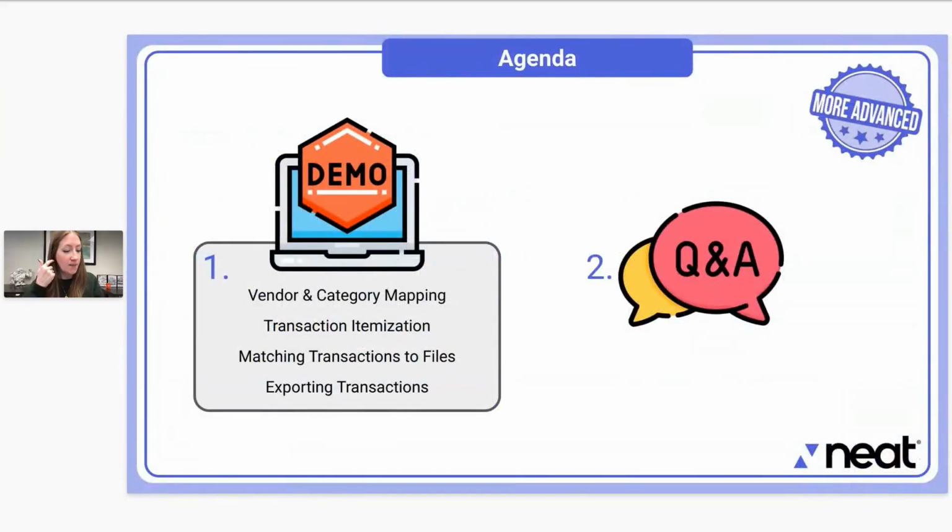Now, in today's webinar, I am going to demonstrate these 4 main features for transactions: vendor and category mapping, transaction itemization or splitting, matching raw transactional data with source files in your file cabinet, and lastly, exporting transactions in a number of different ways through reports, CSV files, and other looks as well. So that's what we're going to be doing. So let's go ahead and hop into it.